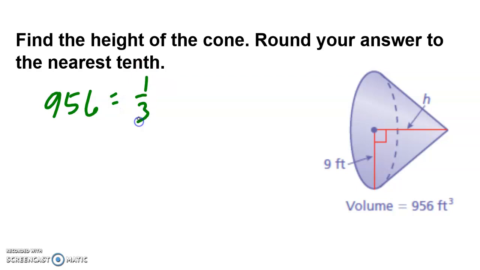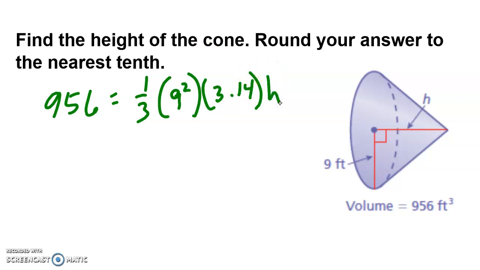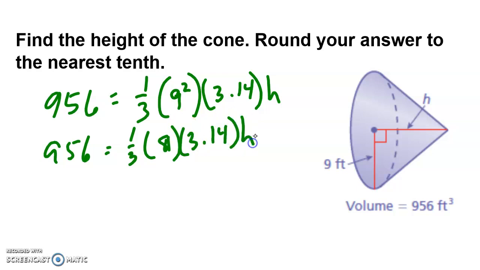So we need a third multiplied by, well, they're giving us a radius. So 9 squared. We know 3.14 has to be involved, but we don't know the height. So now I need to figure out what my height is. 956 equals a third of 81, 3.14, the height. I'm going to give you just a second and see if you can solve it. Now you'll notice our directions say round that height to the nearest tenth. Really important that we follow directions.